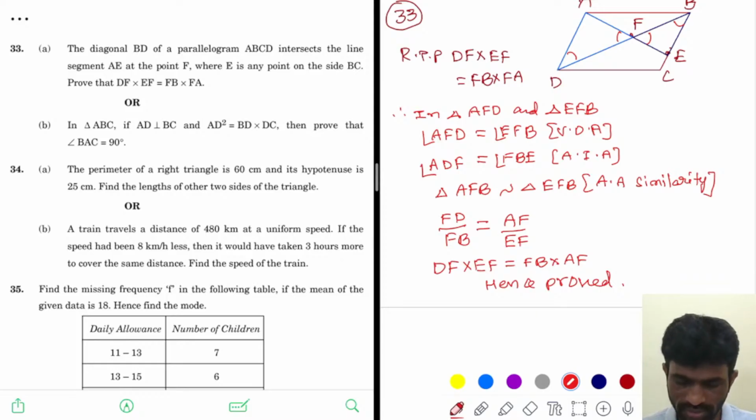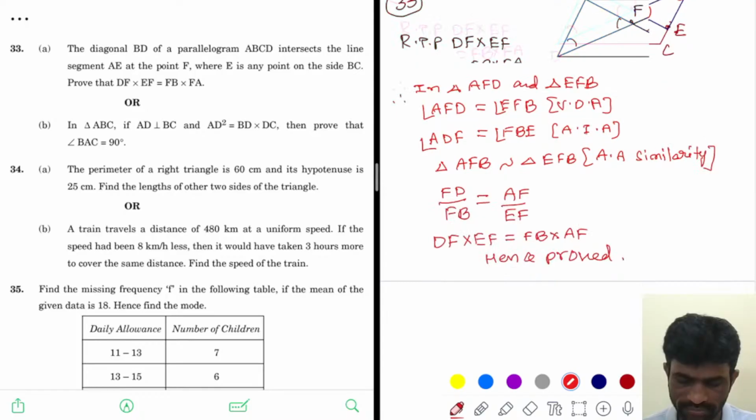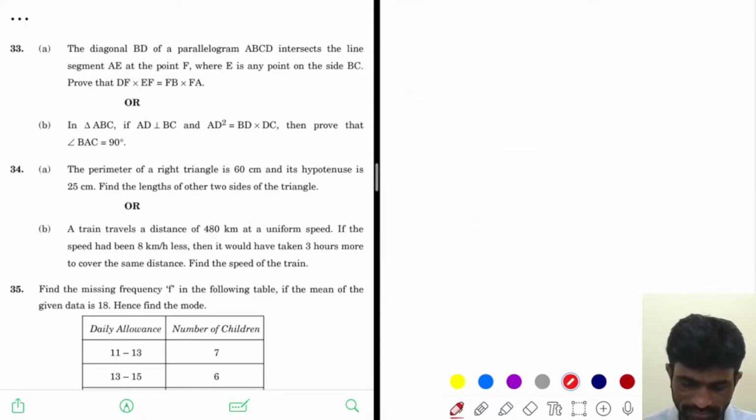Now let's see the next one, question number 34. Now 33, one more question is there, option 33B.